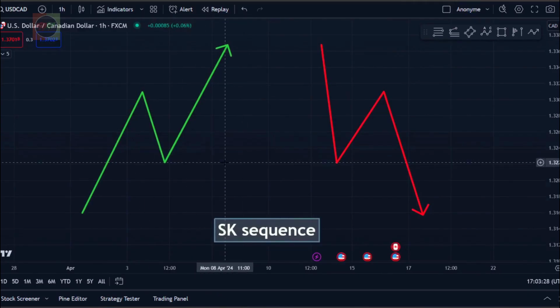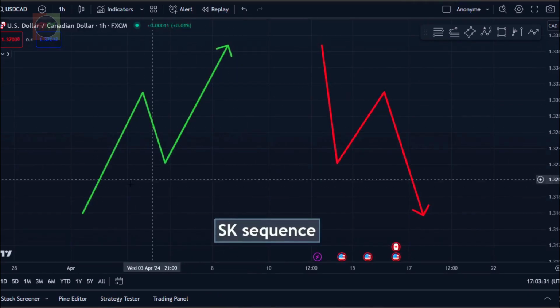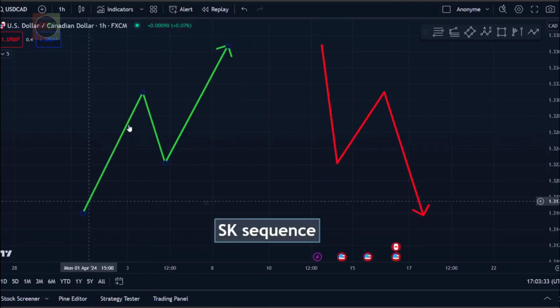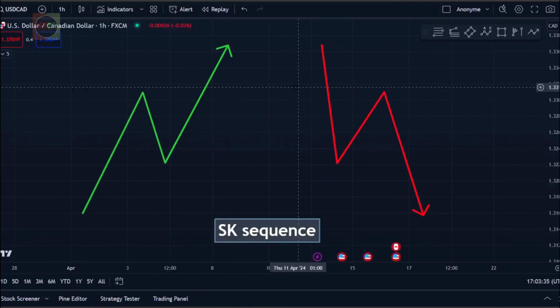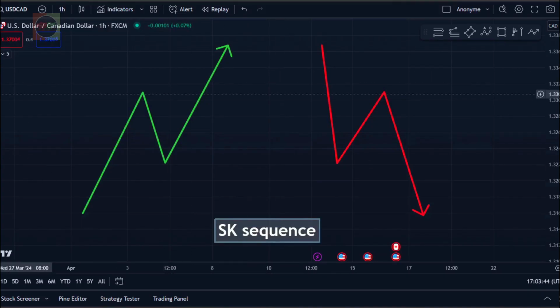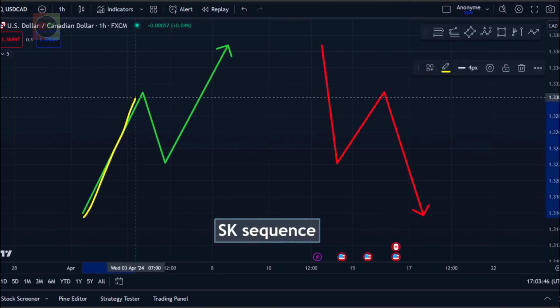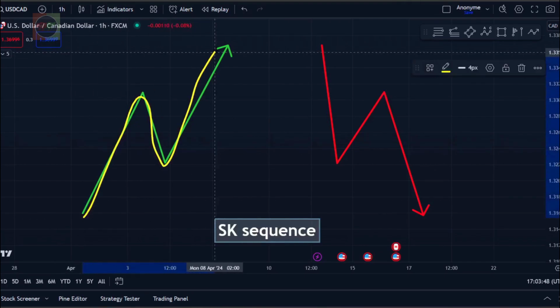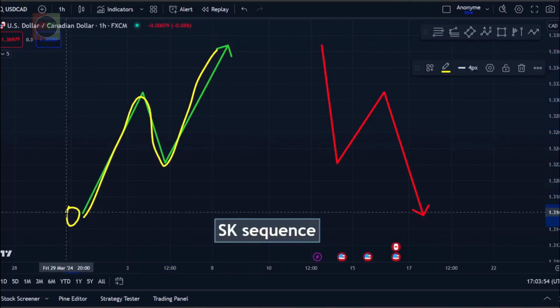Is every zigzag or market movement in this form, an upward wave, a correction, or an upward wave, considered an SK sequence? No. This is the second condition that we will talk about. Now, the content of the first condition is that when the market moves in this way, an upward wave, then a correction, then an upward wave, this is what we were drawing using the Fibonacci extension.